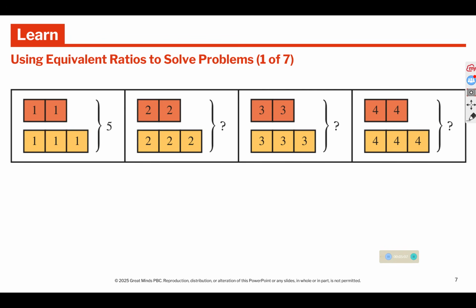Here we have these. The total of this is 5. What would be the total of this one? 2, 4, 6, 8, 10. 3, 6, 9, 12, 15. 4, 8, 12, 16, 20. You may notice that there's a relationship that exists as we create equivalent ratios.